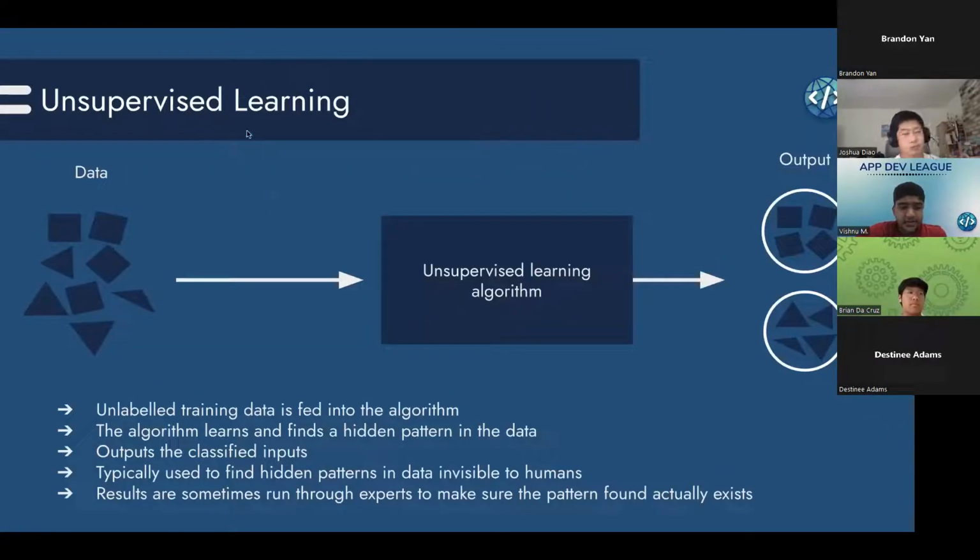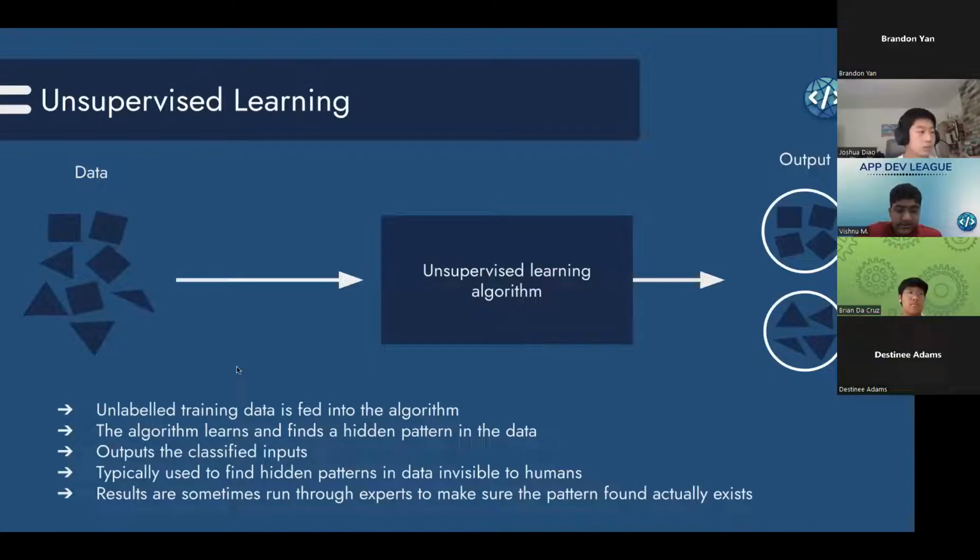There's also unsupervised learning, where unlabeled training data is fed into the algorithm. What the algorithm tries to do is classify them based on distinguishing characteristics. So the algorithm learns and finds a hidden pattern in the data. For example, let's say that the model, again, identifies that some of these figures have 4 vertices and some of them have 3 vertices. So it splits them based on the amount of vertices that the figures have. It then outputs the classified inputs.